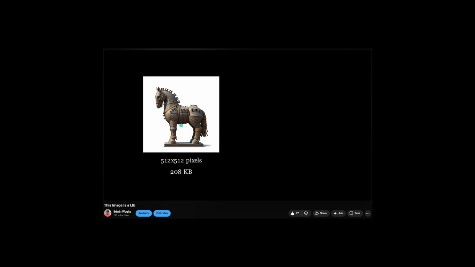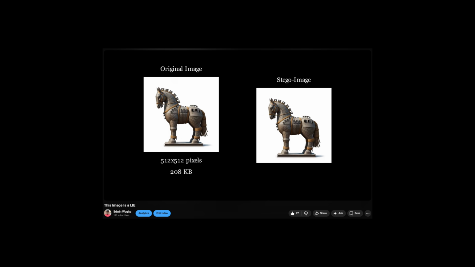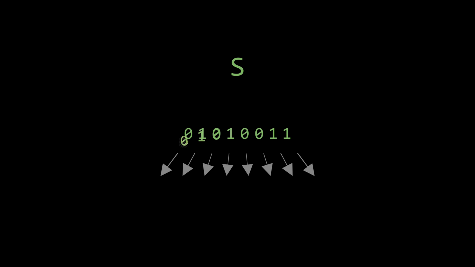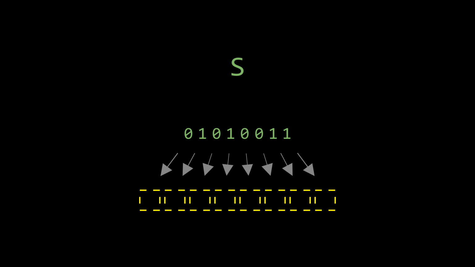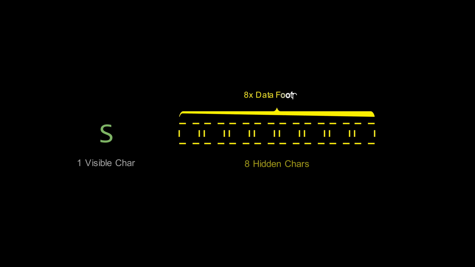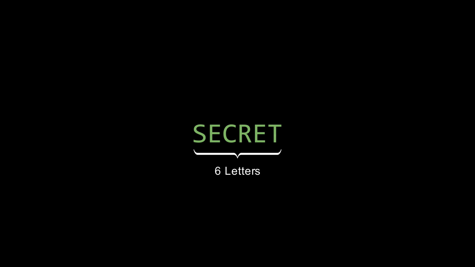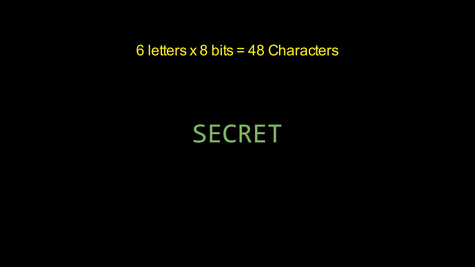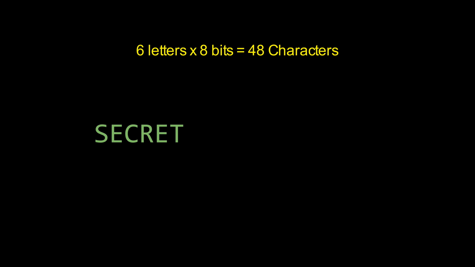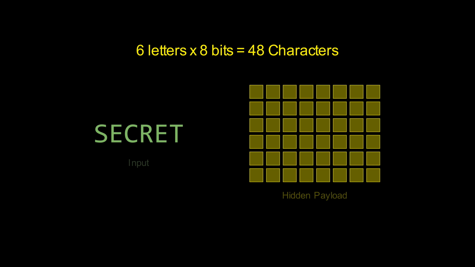When we looked at the file properties before, we found a massive discrepancy in the image that we changed. In computer code, a single standard letter is 8 bits. That is 8 ones and zeros. Since we are translating every single bit into its own invisible Unicode character, we are bound by a strict 8:1 ratio. Let's look at the math. To hide the word secret, which is only 6 letters, we multiply 6 by 8. That gives us 48. This means to hide that one small word, we have to inject 48 invisible characters into the text. This creates a massive footprint.